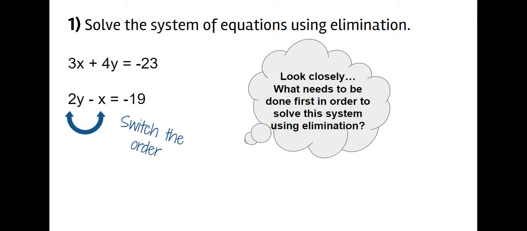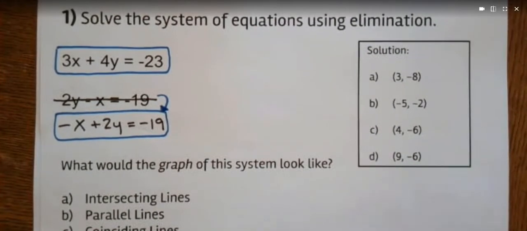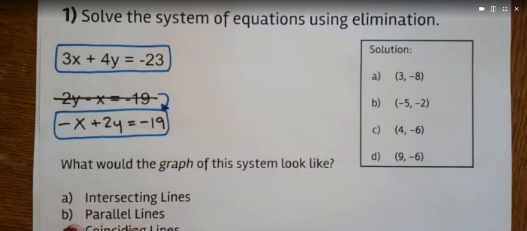So let's change the order. We'll have this say negative x plus 2y equals negative 19. And now both the equations are in standard form, and we're ready to solve using the elimination strategy. All right, let's take a look at the two equations. I put them both in blue just so that your eyes are drawn to them.